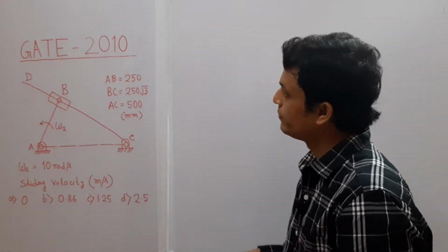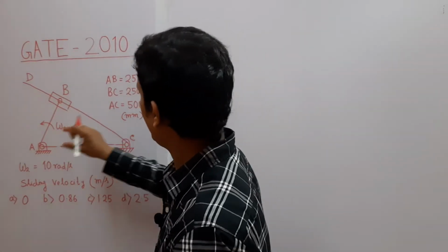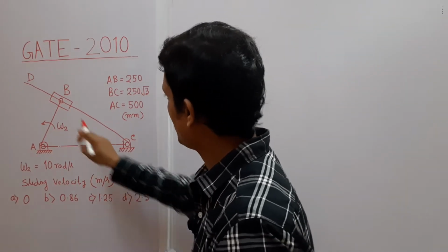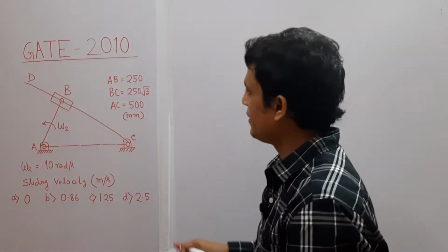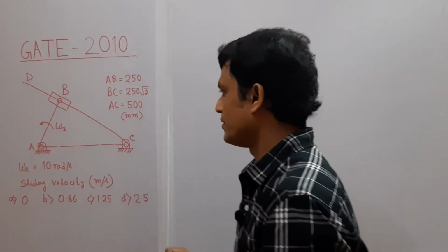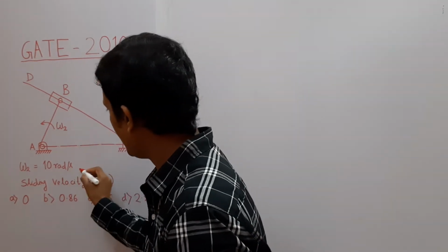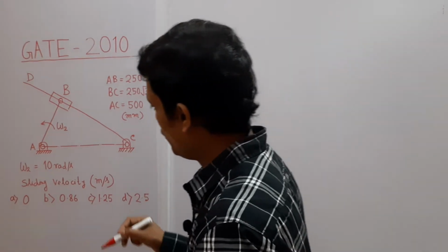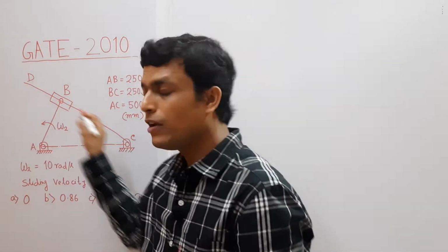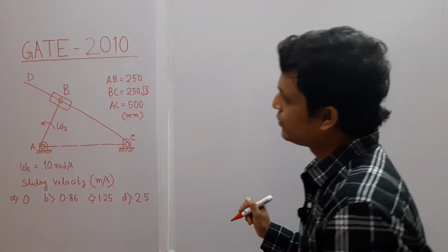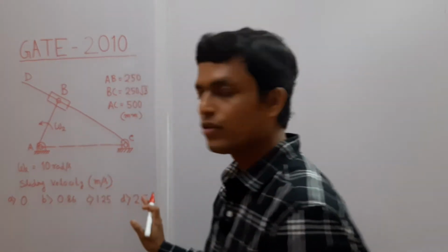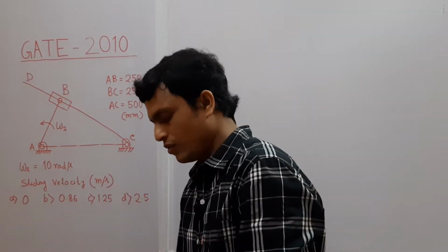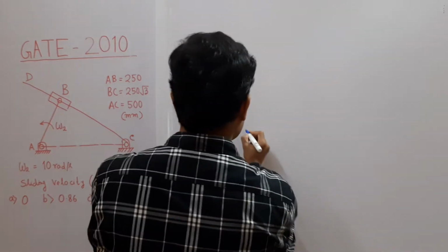I will explain you. And for this mechanism the link lengths are given. AB is the crank, that is 250 millimeter, BC is 250 root 3 millimeter, and AC is 500 millimeter. The crank is rotating at 10 radian per second in counterclockwise direction. You have to determine what is the sliding velocity of the slider, and these four options are given. So let me draw here once again the configuration.